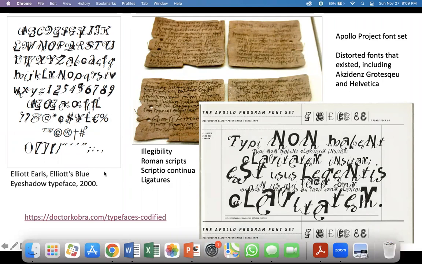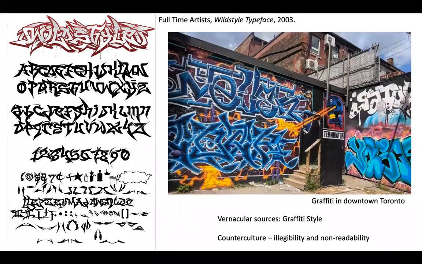Oh, now I hope I didn't mess this up. All right, the next thing we have is, of course, what we call vernacular sources. So graffiti, right? Graffiti wasn't new by any means, but it becomes all the more resonant perhaps during this time thanks to these designs. This is from 2003. This was actually designed by designers called Full-Time Artists, and what we're looking at here is essentially established type. So again, legibility is not a premium here by any means. On the contrary, it's really expressive, right?